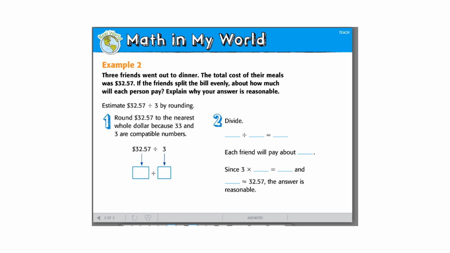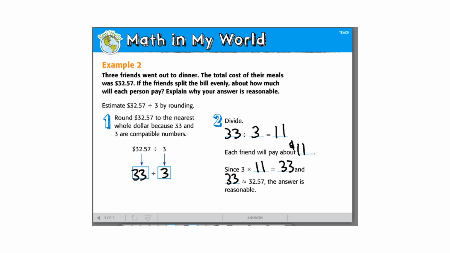So if we're going to estimate $32.57 and divide that by 3, we could round $32.57 to the nearest whole dollar, because 33 and 3 are compatible, right? Because we know 3 goes into 33. So if we make $32.57 up to 33 and leave the 3 alone, what do we get? What do we get, Nolan? 11. So each friend will pay about $11, since 3 times 11 is equal to 33, and 33 is pretty close to the original amount of $32.57.